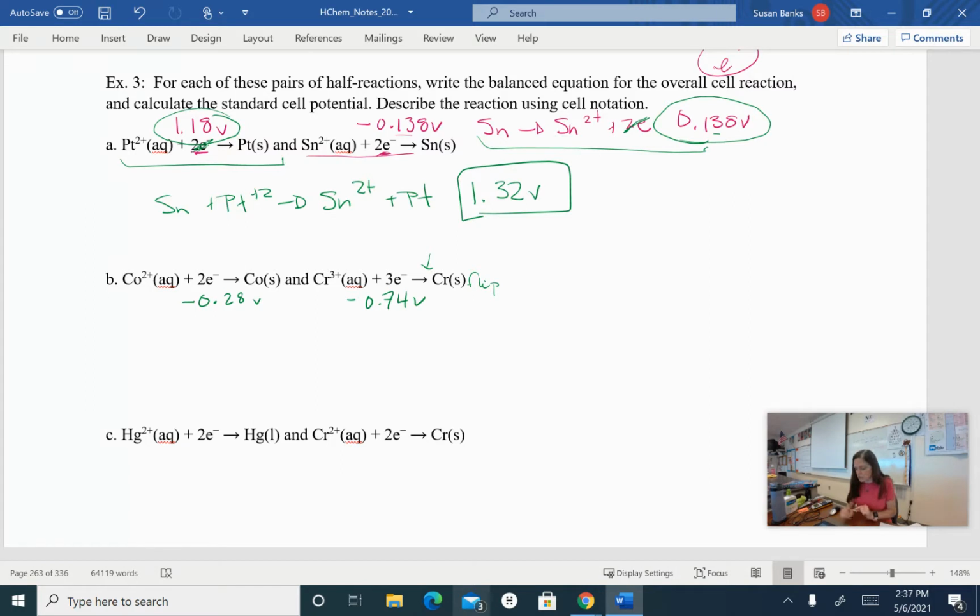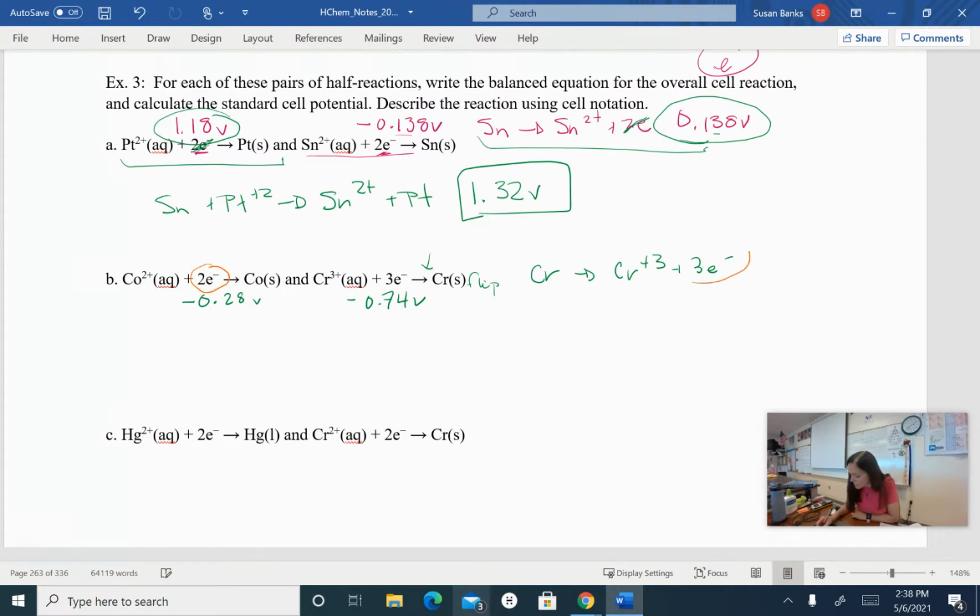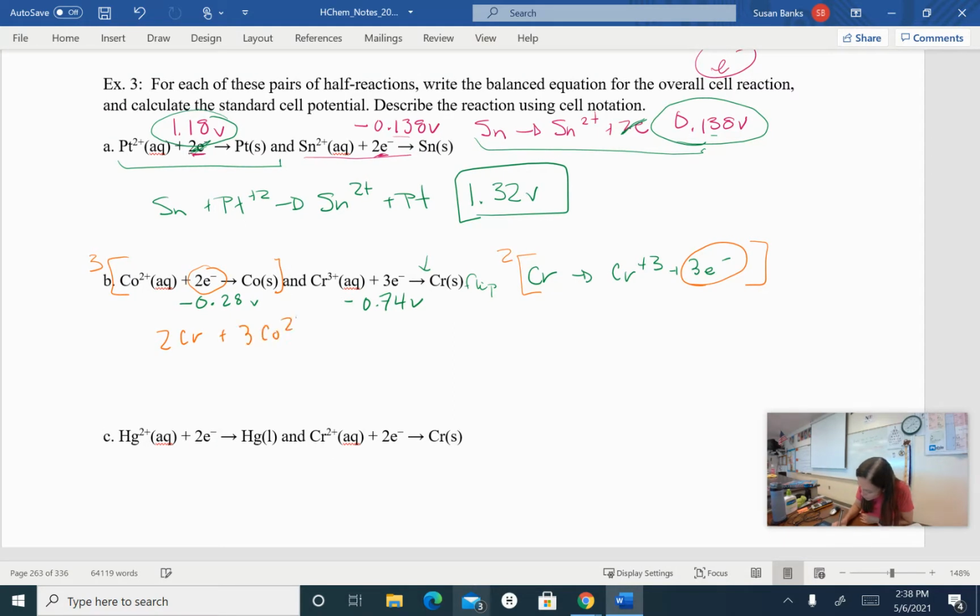So we are going to flip chromium. We are going to make that the oxidized. So we are actually going to have chromium going to chromium plus 3 electrons. Now if I look at my electrons, I've got 2 here and I've got 3 here. So what's my least common multiple between 2 and 3? It's 6. So that means I'm going to have to multiply everything in the cobalt by 3, and everything in the chrome by 2 to get 6 electrons coming and going. So I'm going to have 2 chromes plus 3 cobalt plus 2s going to 2 chrome plus 3s and 3 cobalt solids.